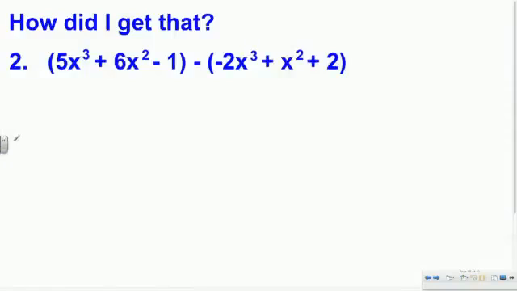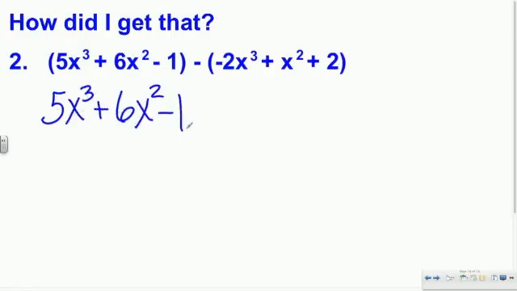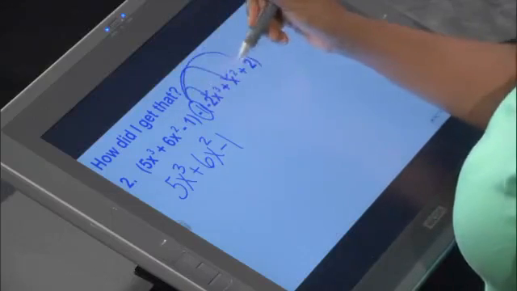Okay, let's look at how I did that next one. All right. So for this one, let's move it up a bit. Okay. So what you want to do first, check out that first polynomial. There's no multiplication or anything going on up front, so just break it out of parentheses. So 5x cubed plus 6x squared minus 1. Alrighty. Now I'm subtracting, so remember you're distributing this negative 1 throughout these terms. So I need to multiply each of those terms by negative 1.